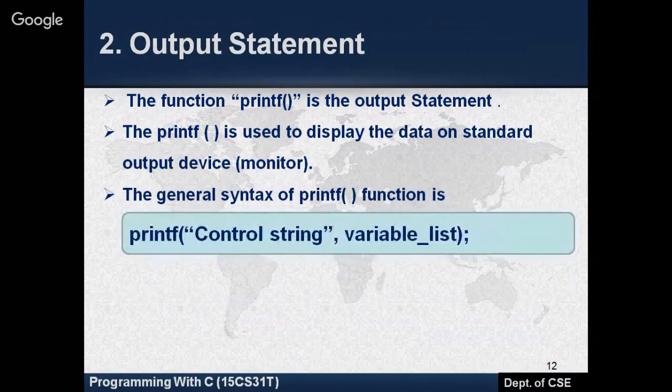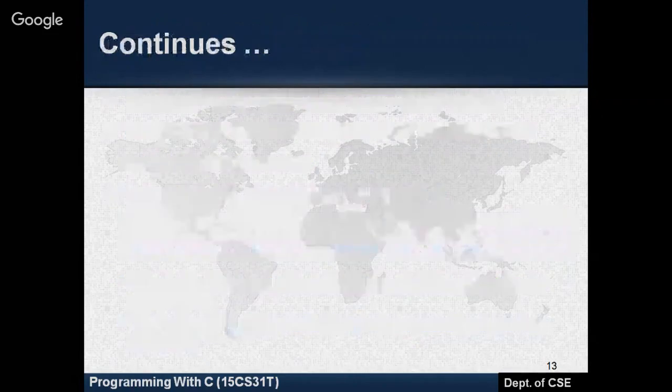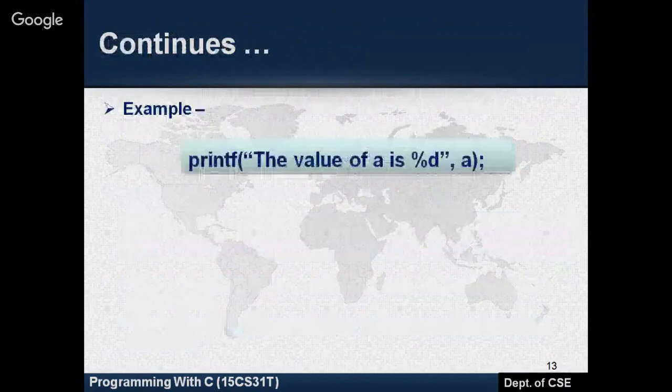Okay, so here again we are going to use the control strings. Control string specifies the type of data value to be displayed. Here there may be a list of variables. Sometimes you can also write only a string, in double quotation marks. If you want to display the values of the variable on the screen, you must use the control string. So the variable is the list of variables and the example is this.